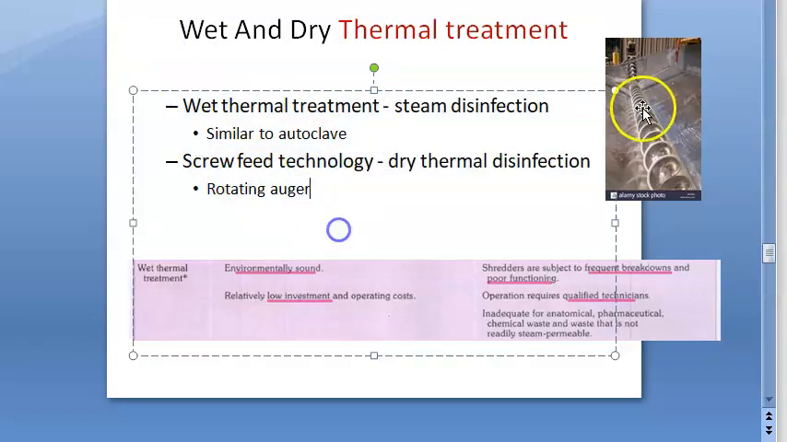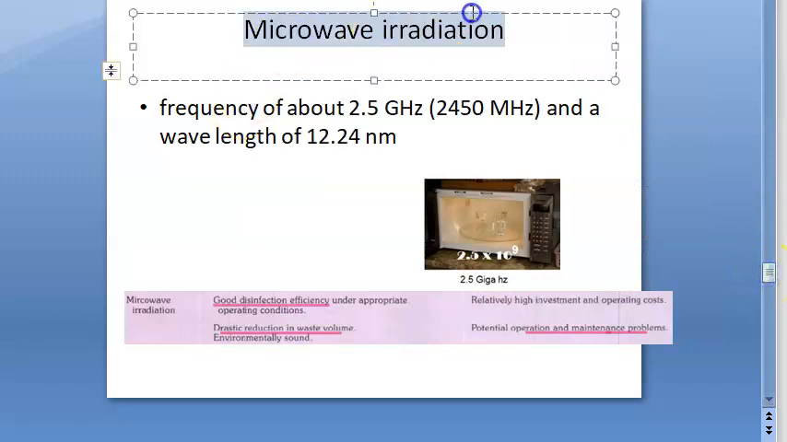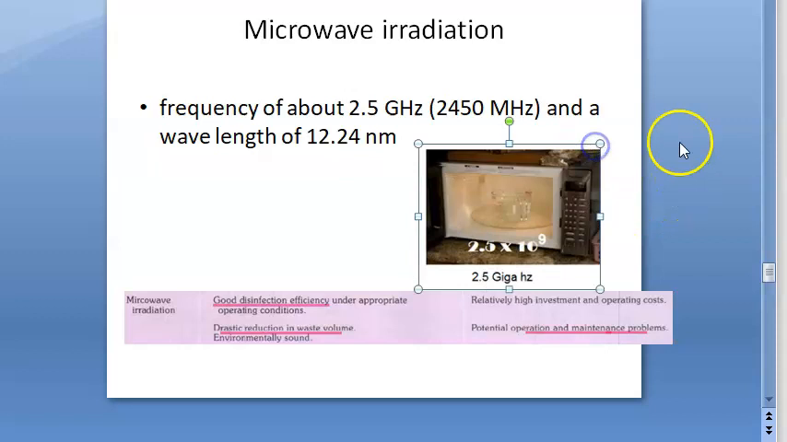Then you have dry. Dry means they will use screw feed technology. They shred it in a rotating auger and then apply dry thermal disinfection. We have to come to the details of each of these. Then microwave irradiation: basically you use microwaves at a 2.5 gigahertz frequency to disinfect.